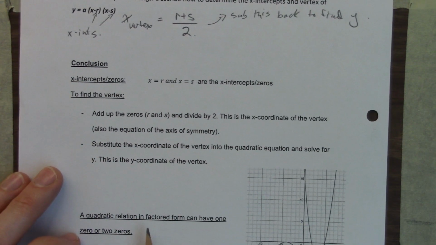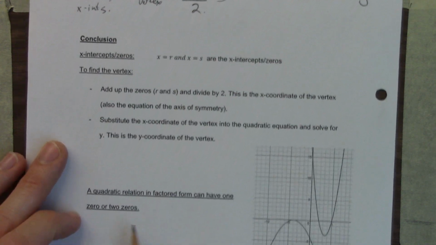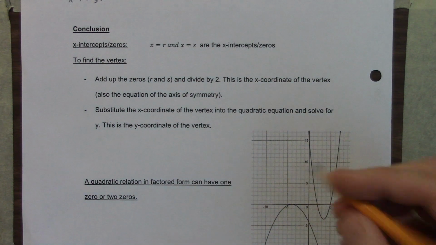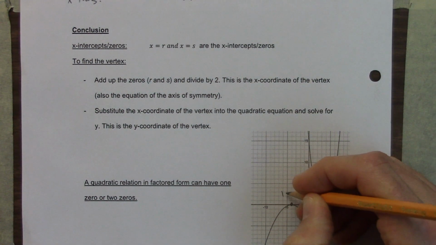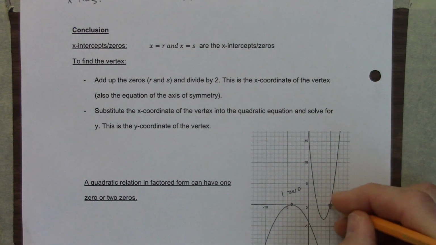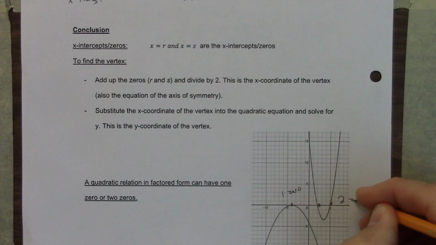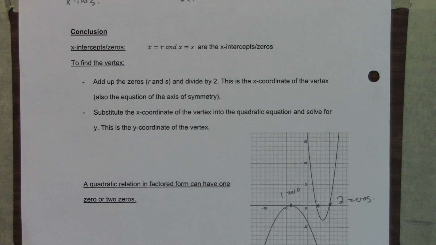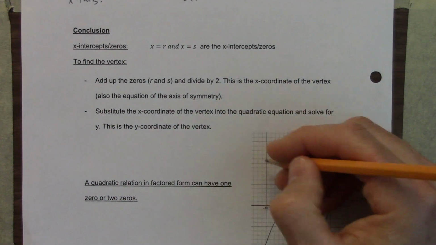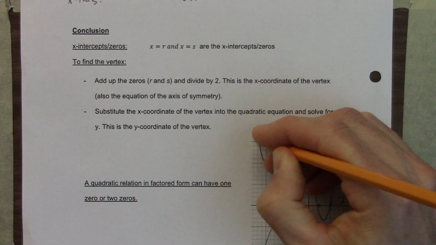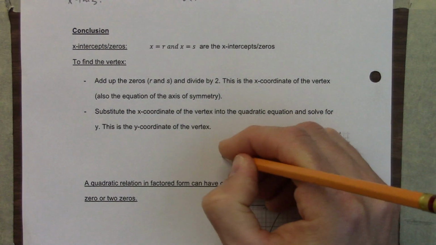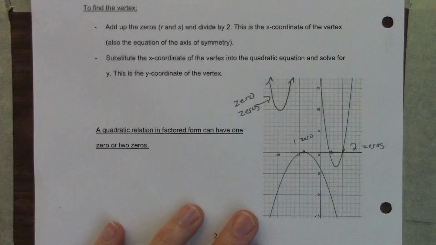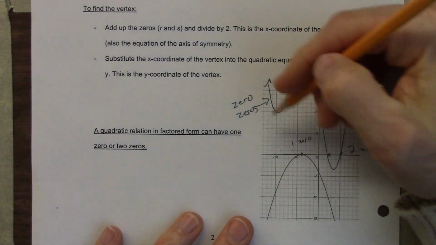The quadratic relation in factored form can have 1, 0, or 2 zeros. So here is an example of 1. This one is 2 zeros. And I don't see it here, but this would be zero zeros. It does not cross the x-axis.